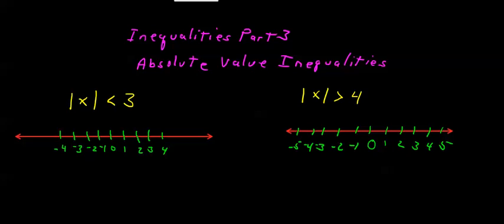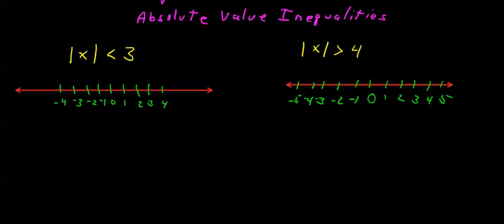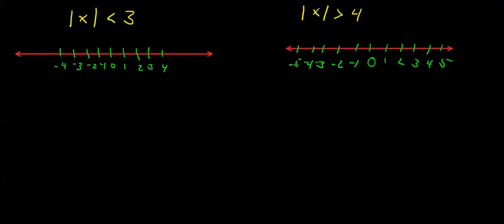Hello, this is a short video presentation, our last one of the unit, on absolute value inequalities. I want to start by looking at two very simple cases. The first case, absolute value of x is less than 3. I'm going to circle 3, and I'm going to circle negative 3.